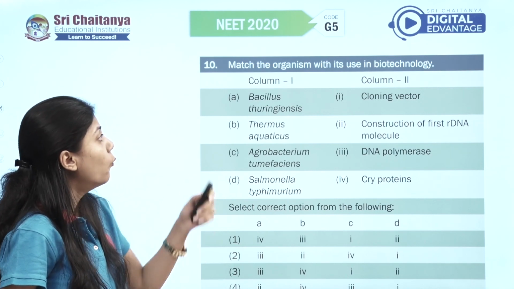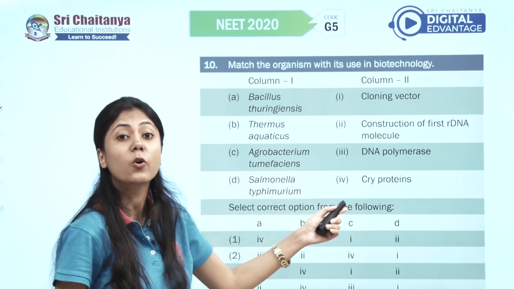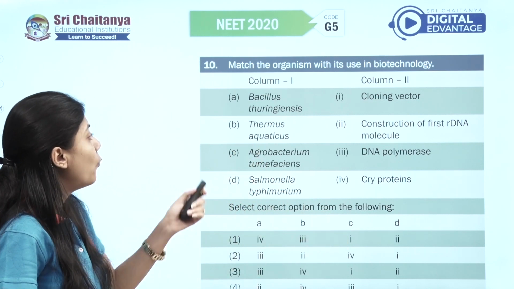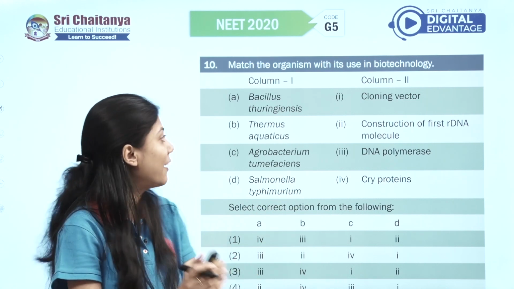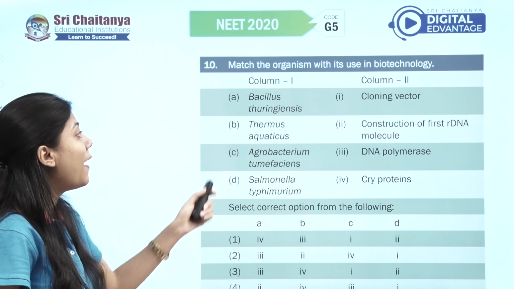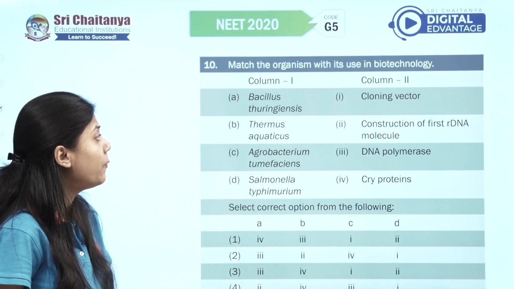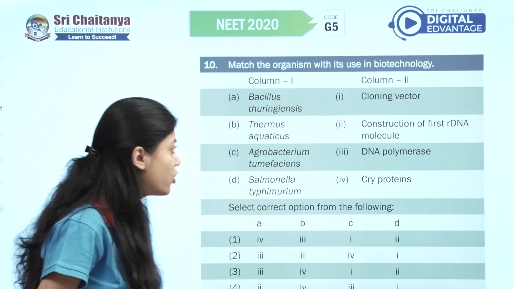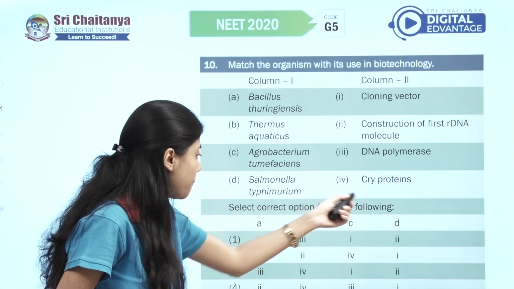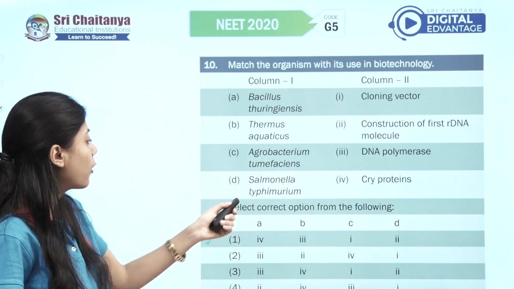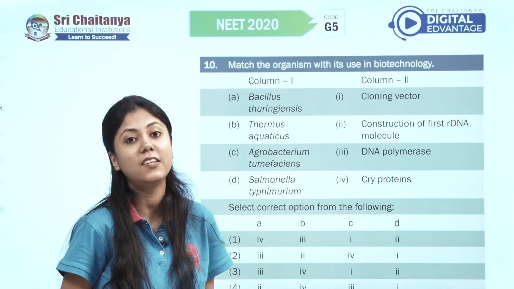So now let's move ahead. Match the organism with its use in biotechnology. Bacillus thuringiensis is related to cry proteins. Thermus aquaticus is related to DNA polymerase, the one we use in PCR, that is Taq polymerase, which is obtained from Thermus aquaticus. Agrobacterium tumefaciens is basically a cloning vector. And Salmonella typhimurium is the construction of the first rDNA molecule. If you match it, you will get option 1: Bacillus thuringiensis cry protein, Thermus aquaticus DNA polymerase, Agrobacterium tumefaciens cloning vector, and Salmonella typhimurium, construction of the first rDNA molecule.